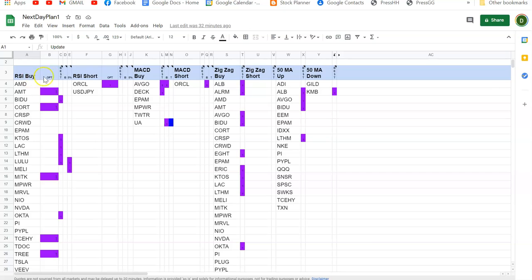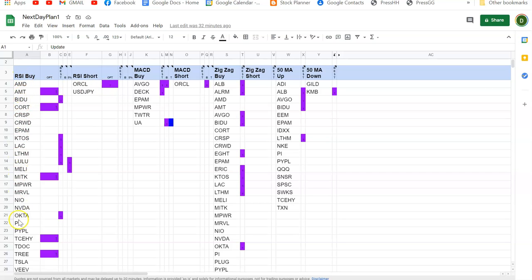The RSI buy signal, short, the MACD signals, long and short, whether the zigzag has changed directions, and whether the stock is trading above or below the 50 MA. You can see that there's been a lot of change in the zigzag, which indicates a regime change, which means that in this case it went from a short to a buy, or from a zag to a zig. Likewise, the RSI, and this happens a lot of times, when the zig goes, the RSI swings too.